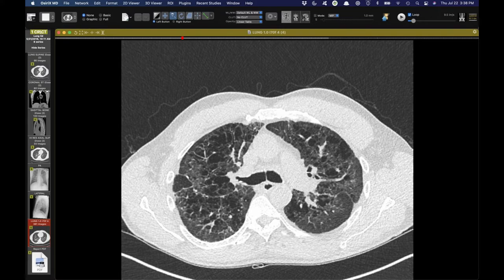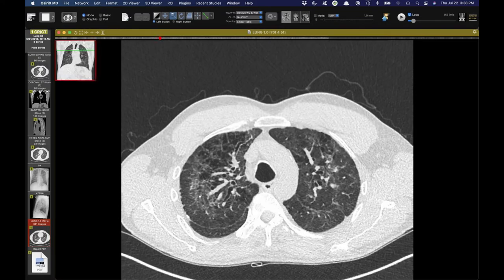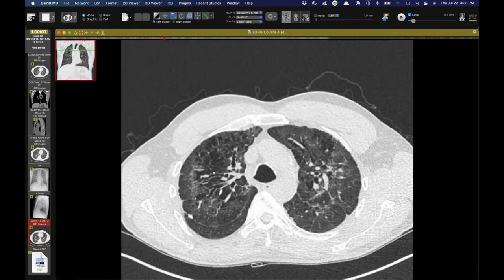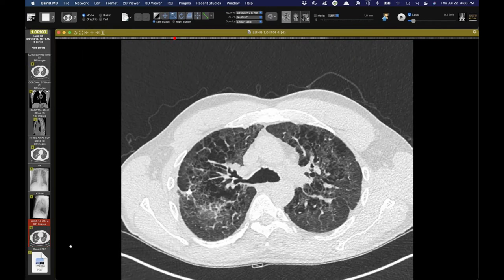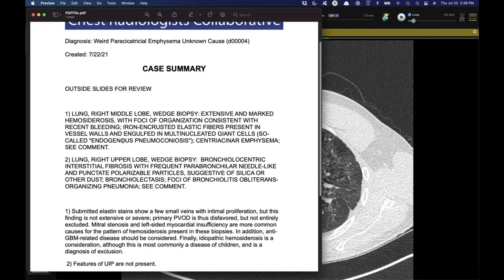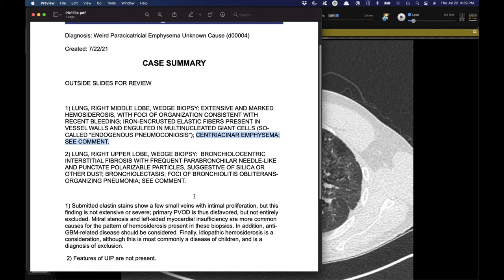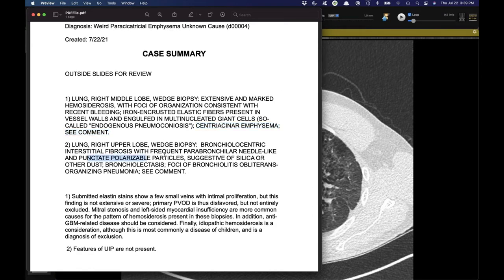What about hypersensitivity? Like maybe mold or something in his church? I've never seen HP look like this, because these are just emphysematous spaces. Here, I'll show you. This is the surgical biopsy result from an outside hospital, and this patient's been seen elsewhere as well. But the major feature they were talking about was areas of hemosiderosis. There is certainly centriacinar emphysema and a few polarizable particles suggestive of silica.